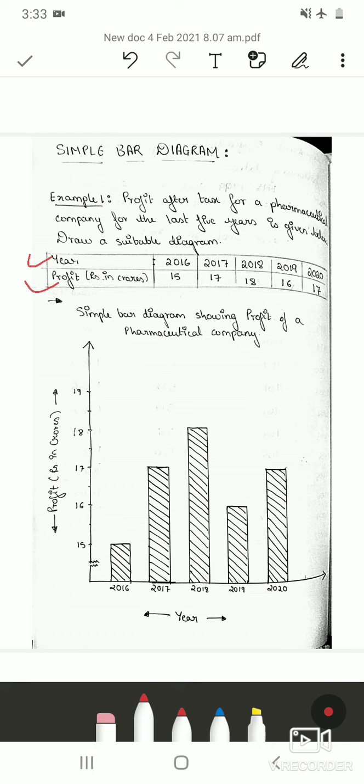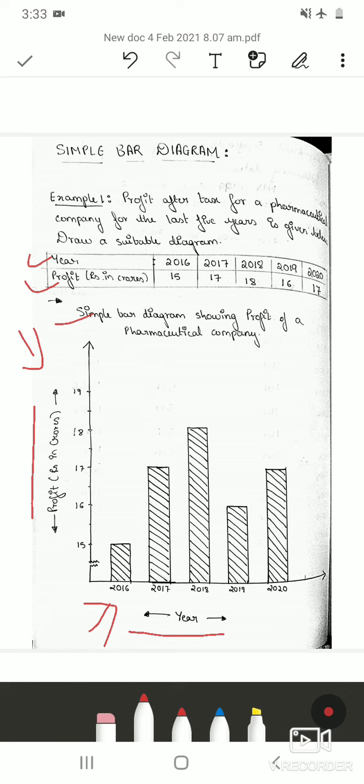So in a simple bar diagram, first write the title. This diagram is a simple bar diagram showing profit of a pharmaceutical company. First step is to plot the x-axis. So this is your x-axis. Here the x-axis indicates the year and the y-axis indicates profit in crores. It is important to write what the x-axis is denoting and what the y-axis is showing in the diagram. So once you plot the x-axis and y-axis, taking the scale is of your choice.